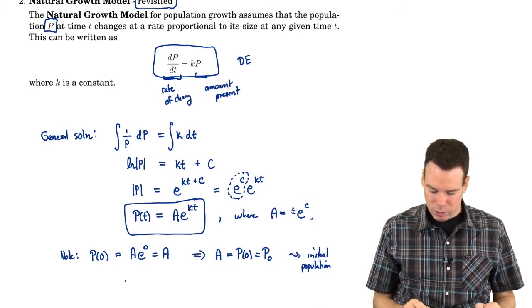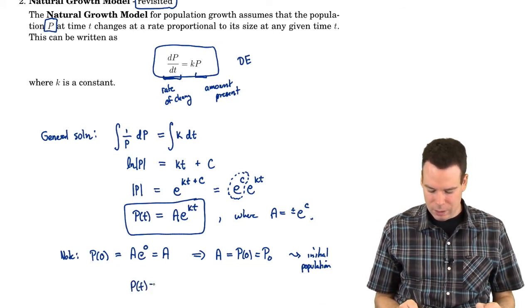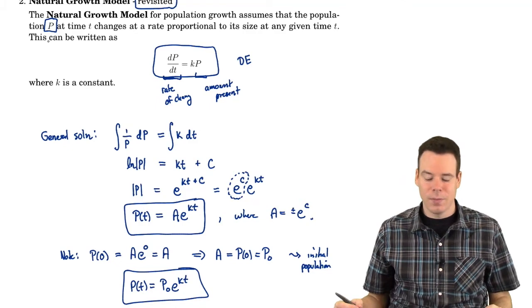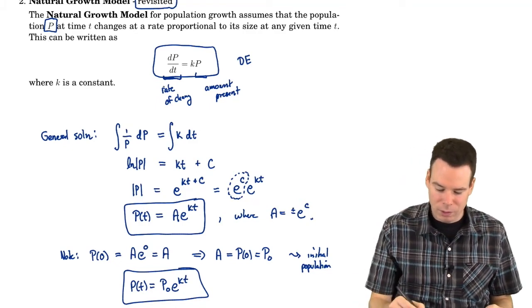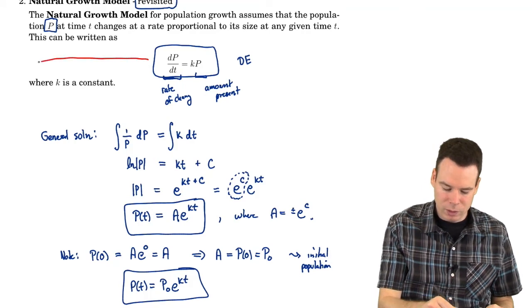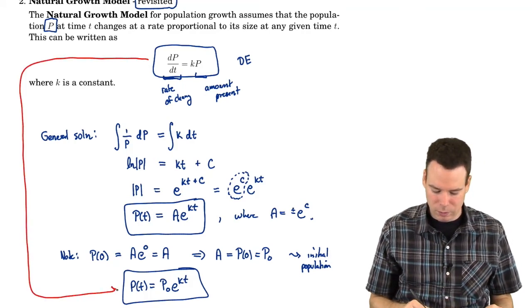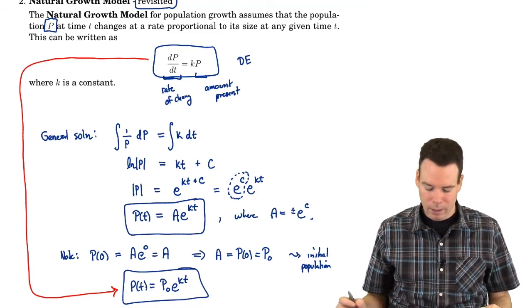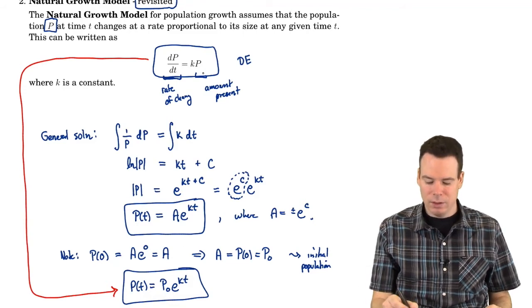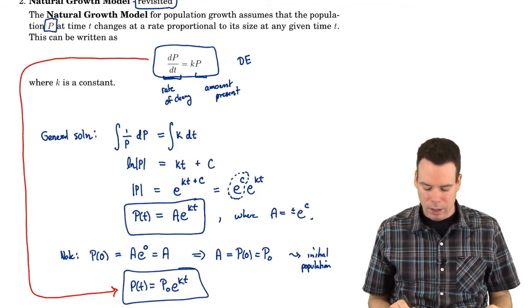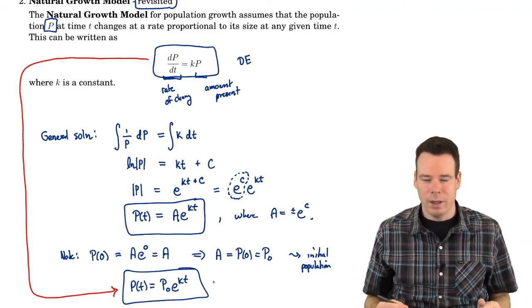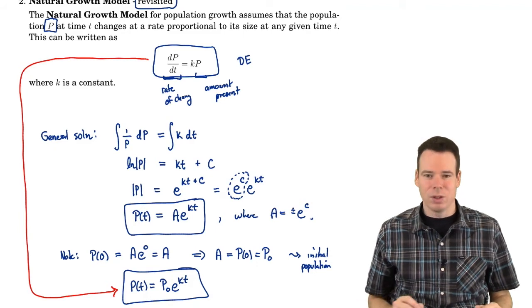So we can write our solution as P of t is equal to P naught e to the kt, where P naught is our initial population. Okay, so we've started with a differential equation, and from that differential equation, we've got an explicit solution for what the population function has to be. P naught is the initial population, k is this constant of proportionality, or the growth rate, and that could be found by taking samples of the population at different times, and you could then solve for k.